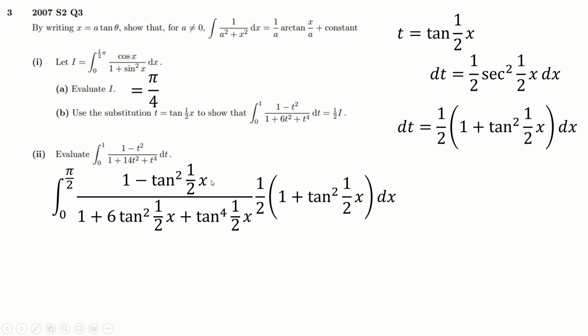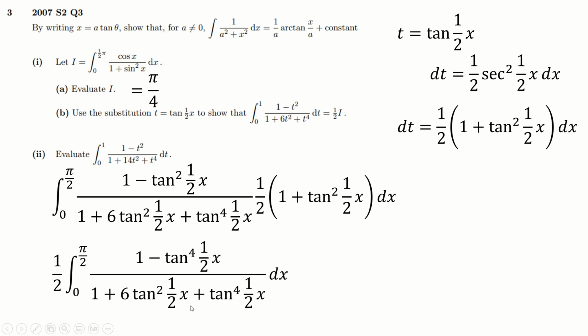Now I'm going to pull the half out to the front and multiply 1 minus tan squared times 1 plus tan squared, which, it's a difference of two squares, of course, gives 1 minus tan to the 4. Now, because I've got the half here, and because the limits match up with what was originally here, what I'm going to try and do to show that this is a half I is essentially show that this integral here is the same as this integral here. In other words, like I said, because the limits already match, I just need to show that cos over 1 plus sine squared is the same thing as this, one way or another.